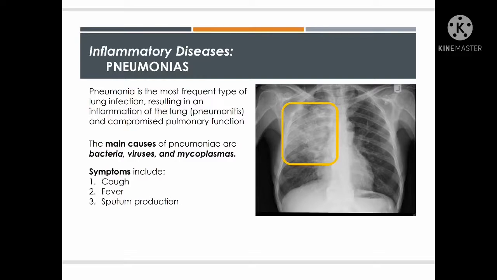Now let us proceed with the inflammatory diseases, and first is pneumonia. It is the most frequent type of lung infection, resulting in an inflammation of the lung and compromised pulmonary function. The main causes of pneumonia are bacteria, viruses, and mycoplasmas. In adults, bacteria such as Streptococcus pneumoniae, Staphylococcus aureus, Haemophilus influenzae, and Legionella pneumophila are the most common causes of typical pneumonia.